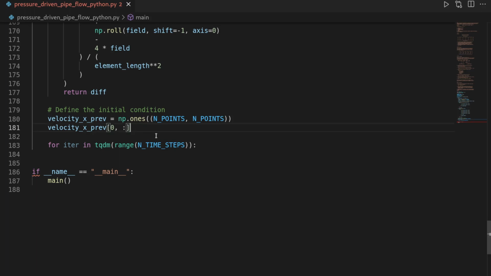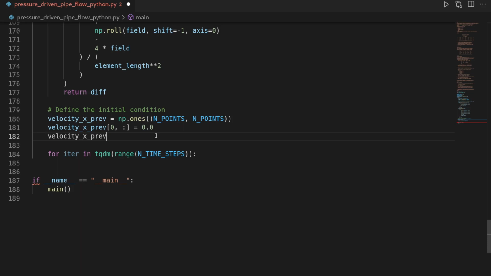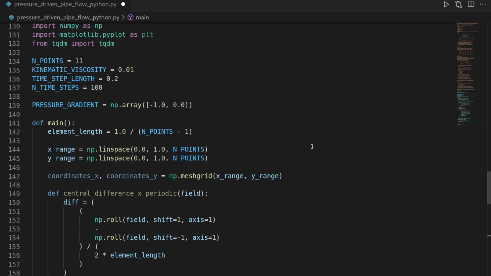So I just say equals 0, and then the same thing for the velocity at -1, which refers to the last element in y direction, colon is also equal to 0. Okay, well then we can use this previous array in order to define convection and diffusion. So convection in x is going to be, let's look at our algorithm.